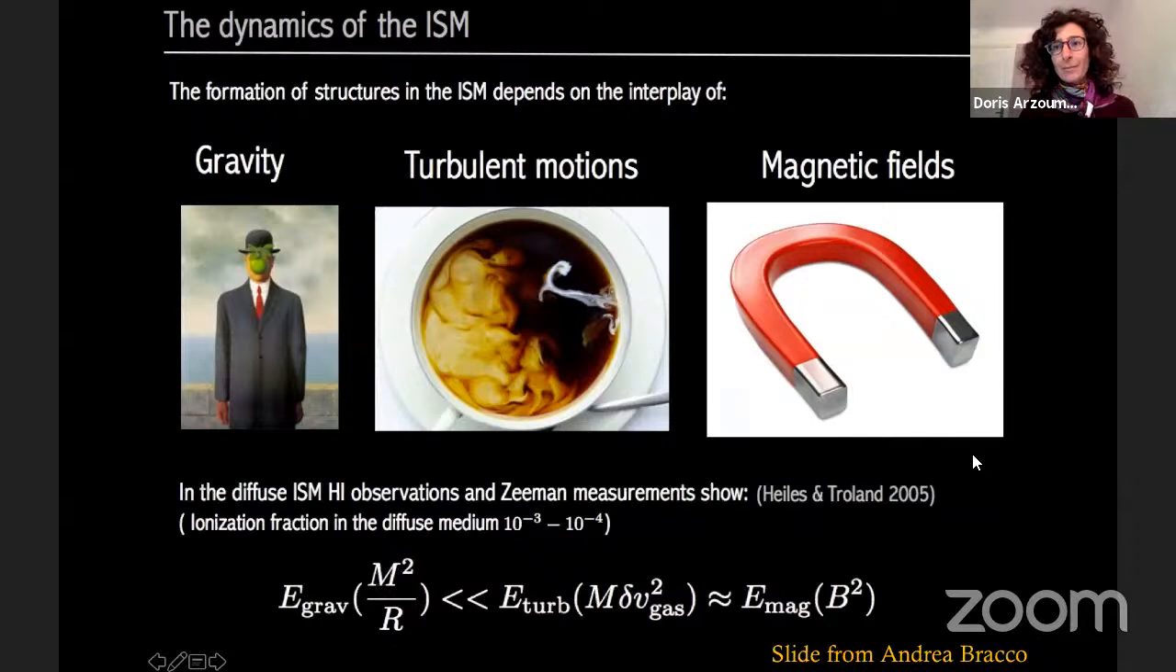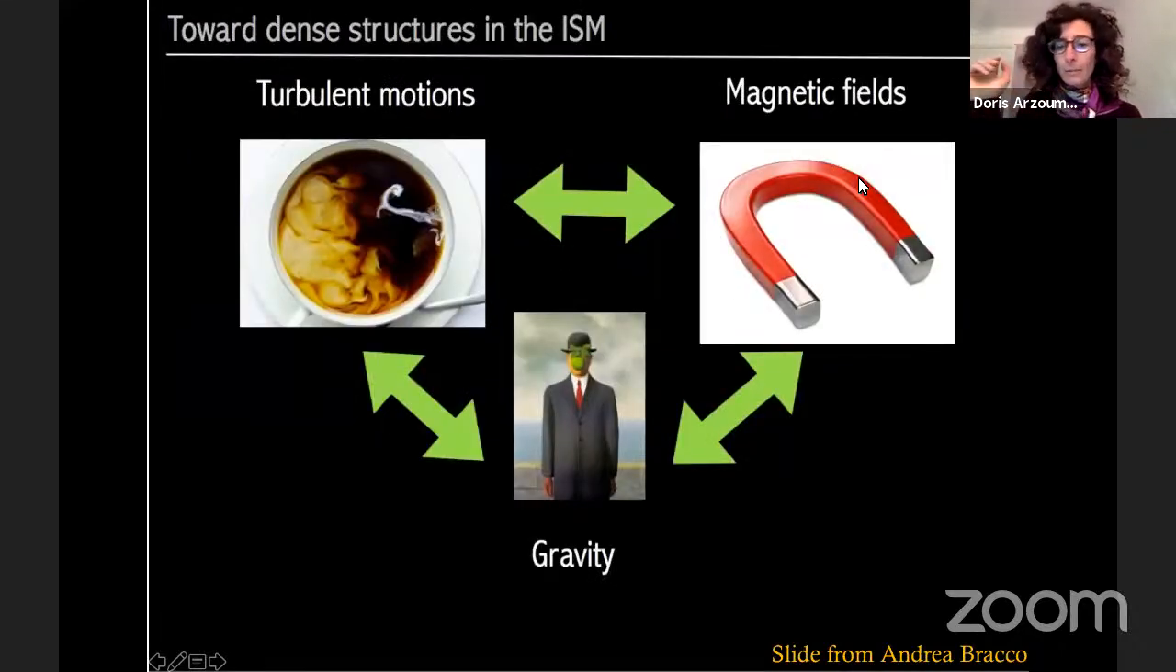In the interstellar medium there is also an interplay between different forces: gravity, turbulence, and magnetic fields. This interplay makes the evolution of matter and the formation of structure in the interstellar medium. In the diffuse interstellar medium, gravity is not very important, and there is mostly an interplay between turbulence and magnetic fields. But in the dense interstellar medium, the molecular medium where star formation takes place, these three forces are equally important.